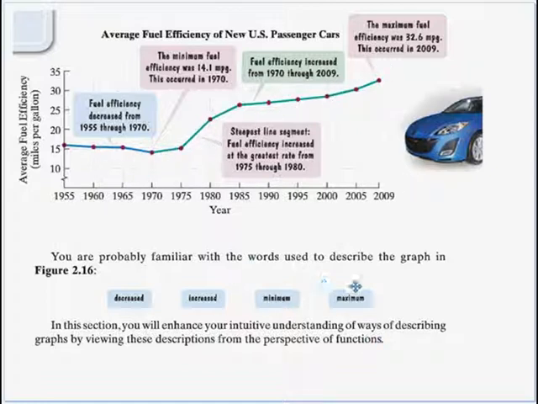And then another couple words, minimum and maximum. And there we would just be scanning across the graph and looking for the lowest the graph ever goes. That looks like it's right here. That would be minimum fuel efficiency. And then the highest point on the whole graph would be this end point here. And that would be a maximum of the graph.